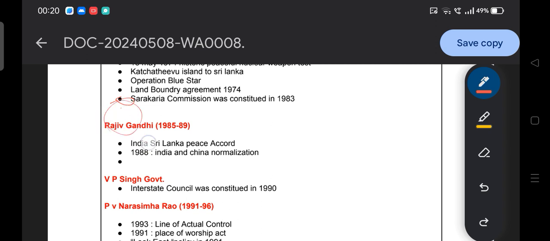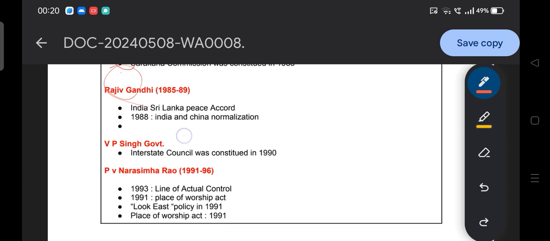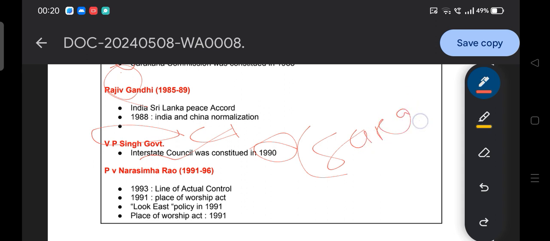Then if it is clear to you, the Rajiv Gandhi government, then I will switch to the VP Singh government, okay. So VP Singh government, 1990. In 1990 the Interstate Council was basically constituted, okay. Can anyone tell me under which committee the Interstate Council was constituted? It is the Sarkaria Commission, which was created under the government of Indira Gandhi. And your Interstate Council was created in 1990 under the VP Singh government, okay.